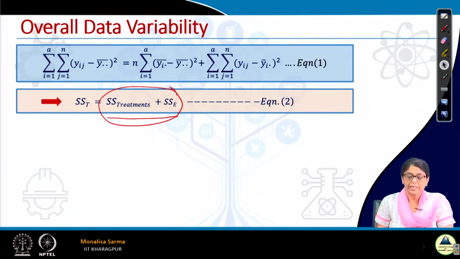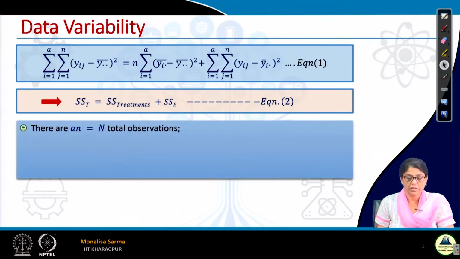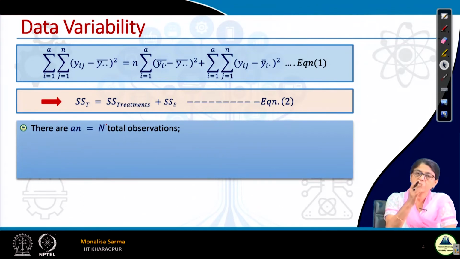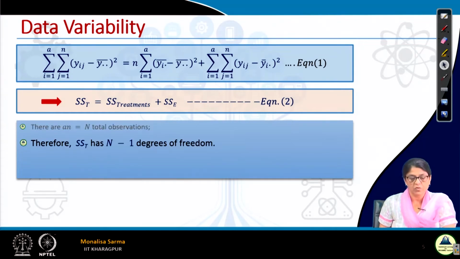Now we will pick up both the terms together. First of all, how many observations are there in total? There are capital N observations. Why? Because there are a total of A levels, and in each level there are small n data. So the total is A times n, which is capital N. Now what is the degrees of freedom for SST? Because we are considering the overall total, the degrees of freedom will be N minus 1.